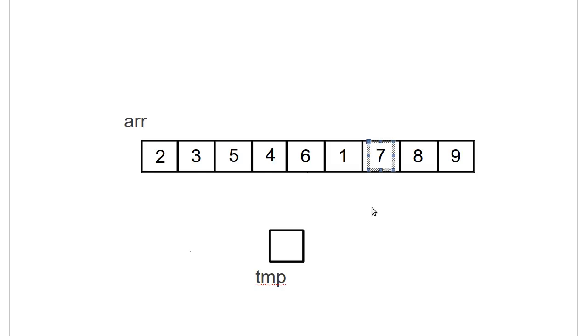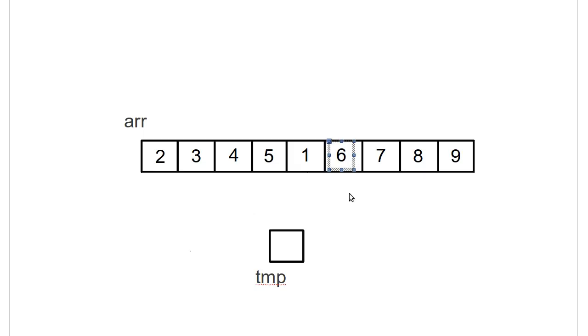You notice this is getting faster every time because as I get more things sorted in here, I have fewer things that I have to work with. So I start back at the beginning. 2 and 3, correct order. 3 and 5, correct order. 5 and 4, wrong order. So I move the 5 down. The 4 moves over. I move the 5 back up. 5 and 6, correct order. 6 and 1, wrong order. So 6 moves down, the 1 moves over, and the 6 moves up.